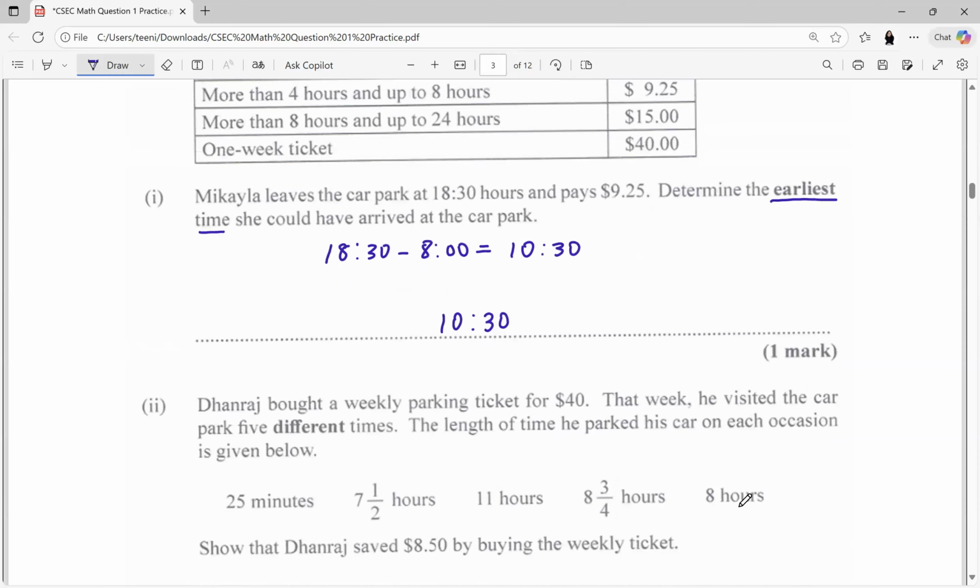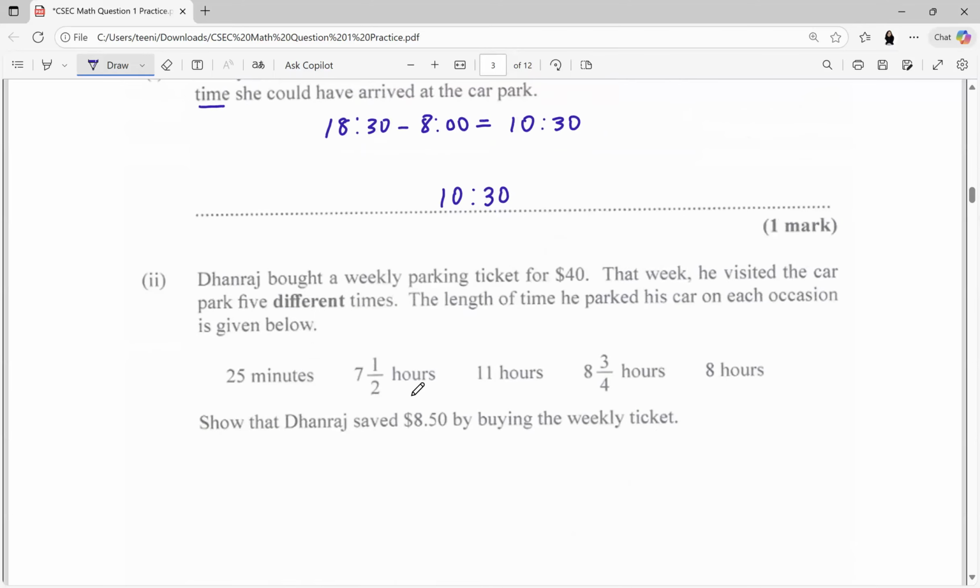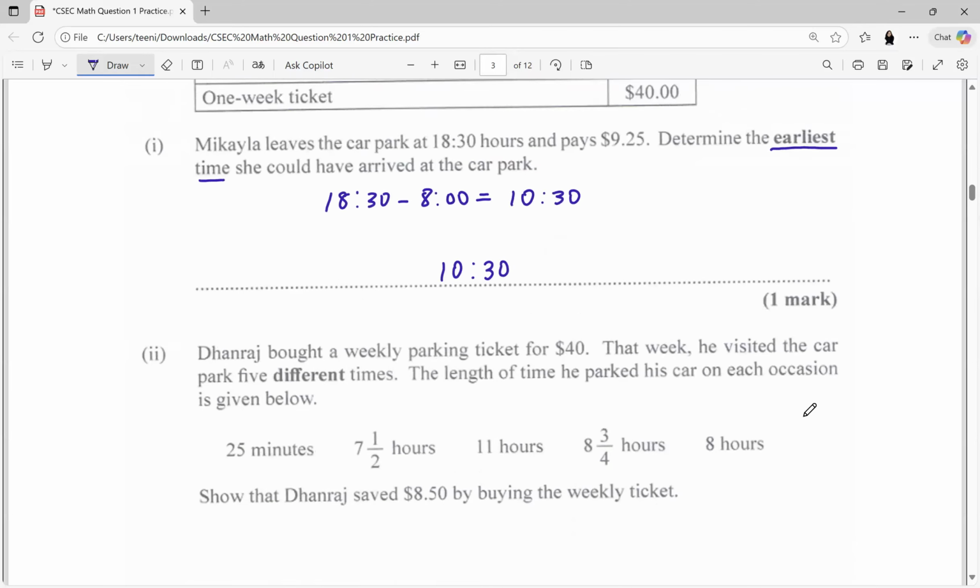Danraj bought a weekly parking ticket for $40. That week, he visited the car park 5 different times. The length of time he parked his car on each occasion is given below. The first time he spent 25 minutes. The second time he spent 7.5 hours. The third time he spent 11 hours. The fourth time, 8.75 hours, and the last time he spent 8 hours. Show that Danraj saved $8.50 by buying the weekly ticket.